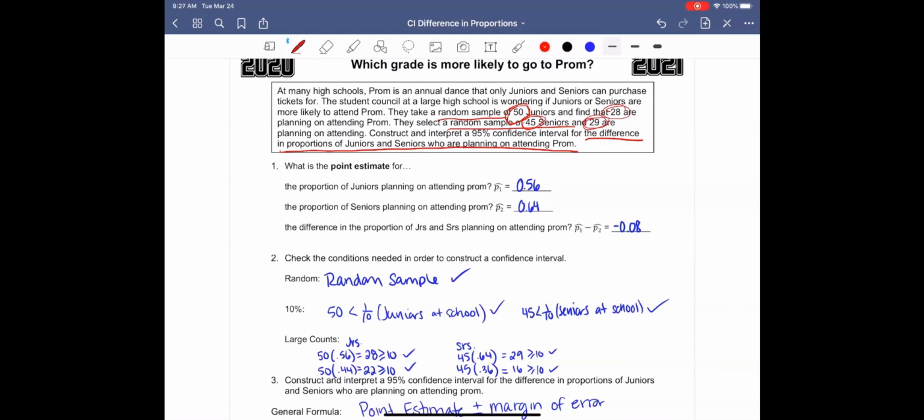And then we're asked to find the difference in the proportion of juniors and seniors planning on attending prom, which is given here as p hat 1 minus p hat 2, and that's negative 0.08. And that negative is important here. We were told in the problem that we're doing juniors first and then seniors, so order matters. You have to be careful about your order, so make sure that you're doing it in the order given, or if you're not, you have to note somewhere which proportion goes with which sample. So our point estimate here is p hat 1 minus p hat 2, which is negative 0.08.